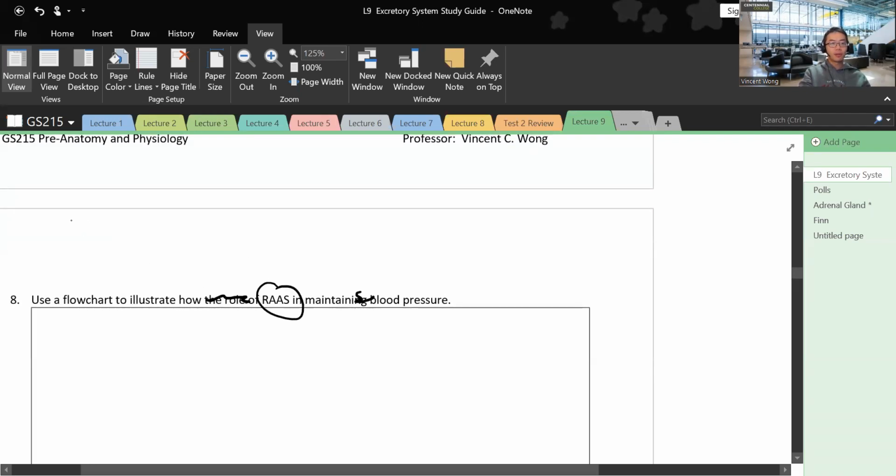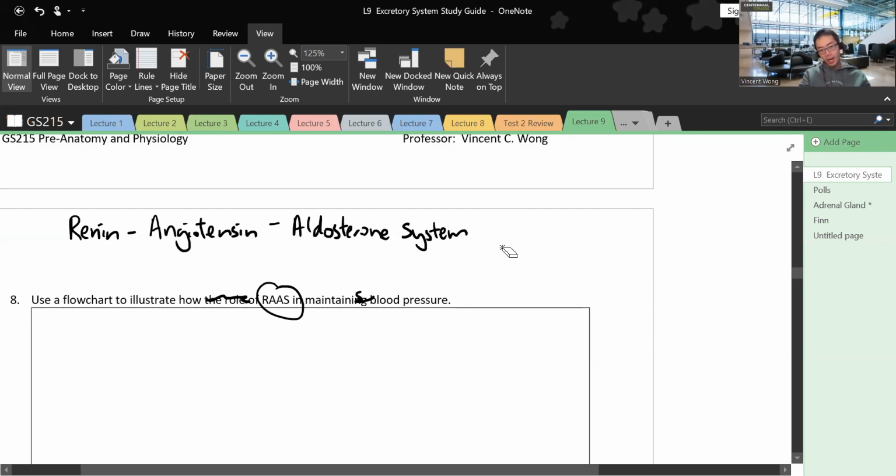So RAS stands for renin angiotensin aldosterone system. Okay, RAS, R-A-A-S. What is the purpose? The purpose of RAS is to increase blood pressure. Okay, please remember that. Purpose of RAS is to increase blood pressure. All right.